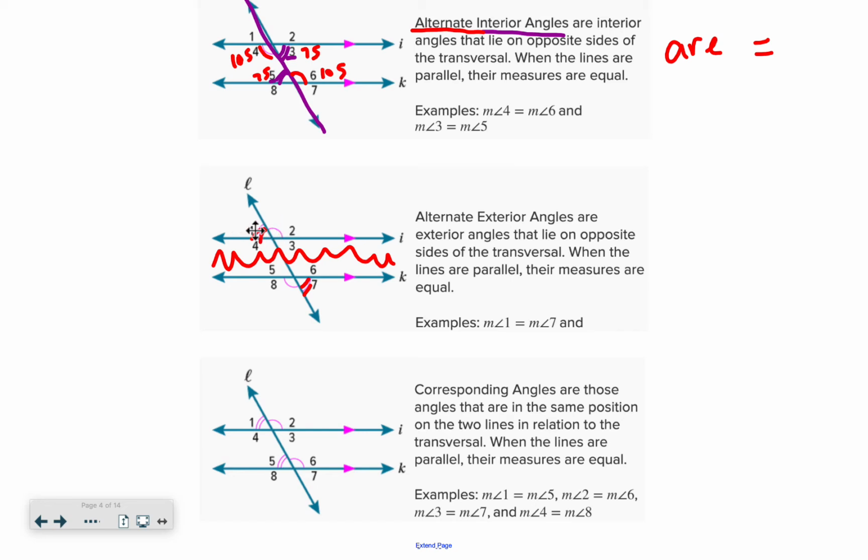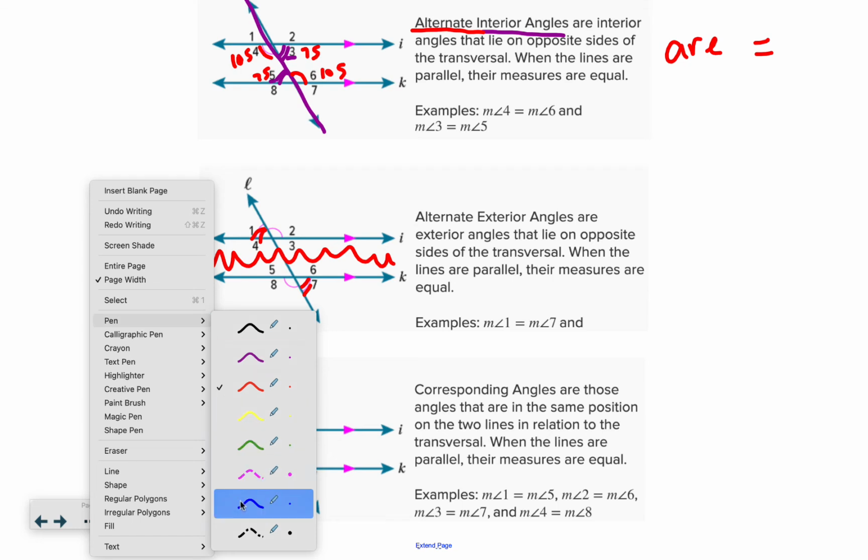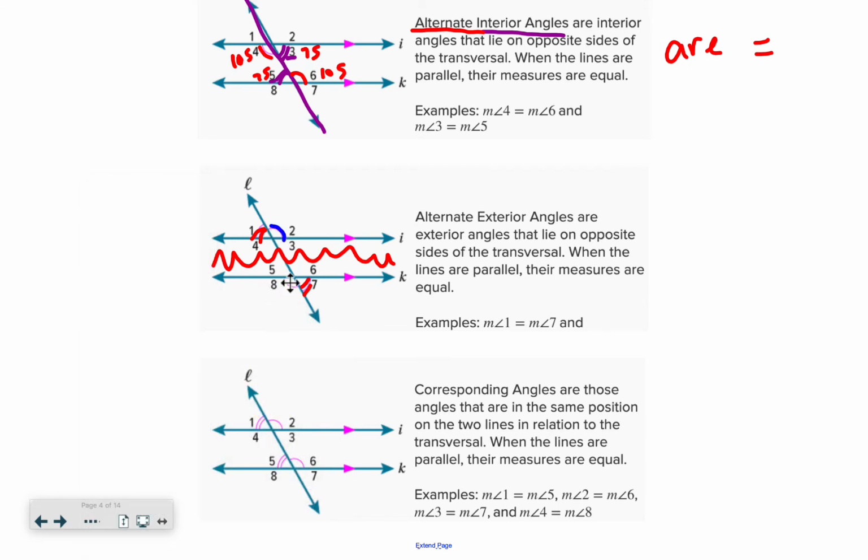They're not next to each other, because angle 1 and angle 2 would just be supplementary. Angle 7 and angle 8 would just be supplementary. But 1 and 7 are alternate exterior. And then 2 and 8 are alternate exterior as well. So that would mean that if angle 2 is 120, angle 8 is 120. If angle 7 is 60, then angle 1 is 60. So those are our alternate exterior angles, and they are also equal.